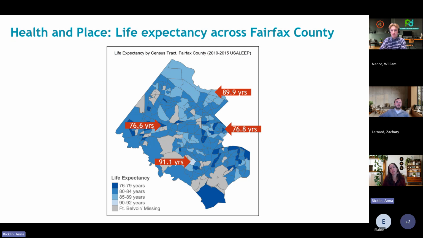We should not be seeing such a significant gap in a county with so many resources, with one school system across our county, with a lot of resources, again, available to people who are struggling and to support people living healthy lives.